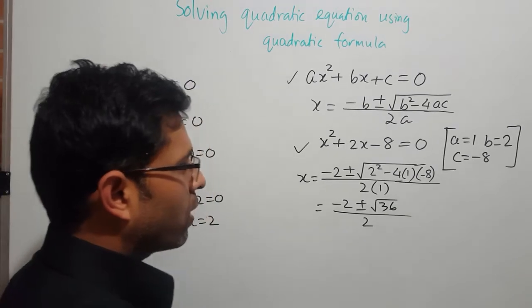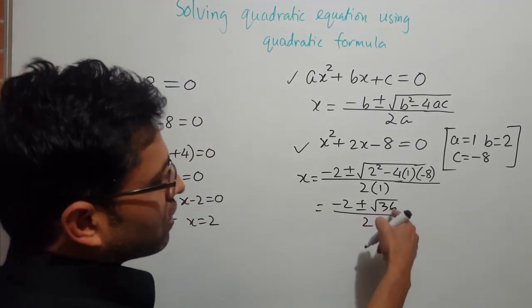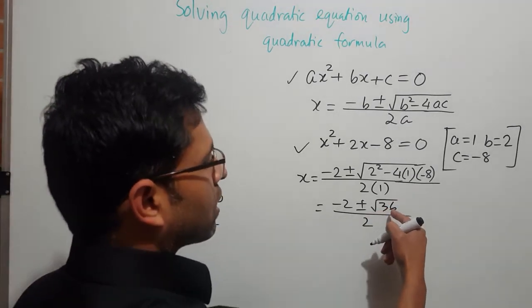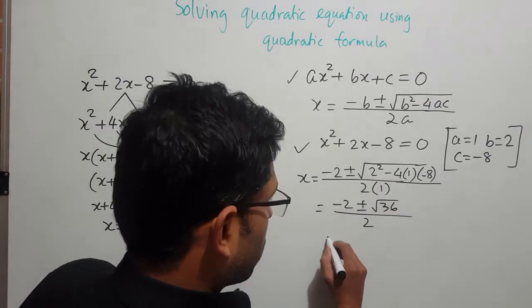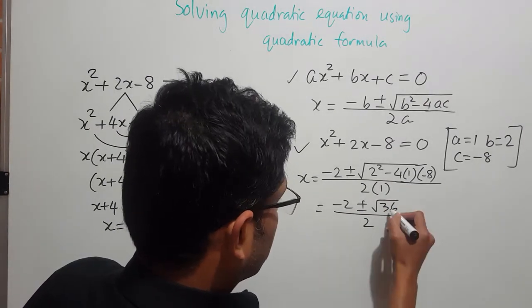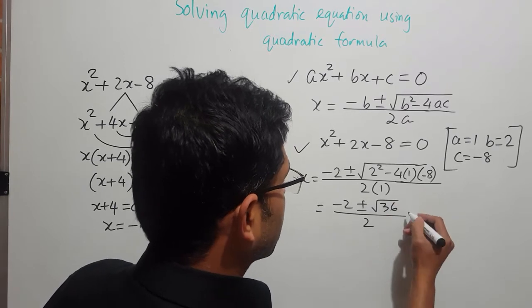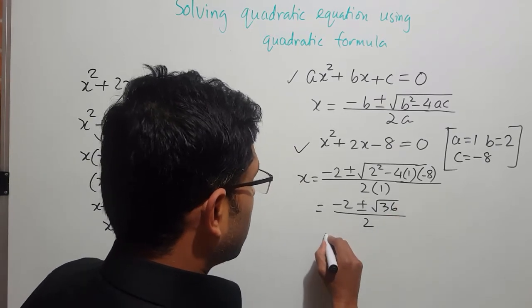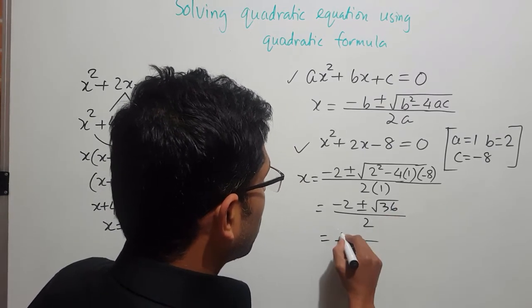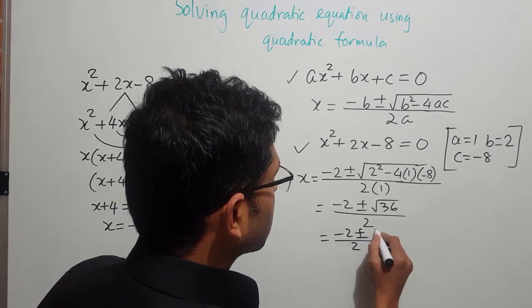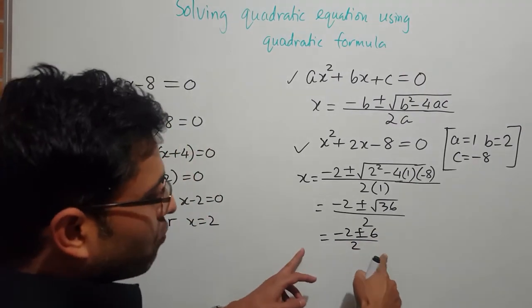36. So if it is 36, now you can simplify this. The square root of 36 will just come up as 6, because 6 squared is 36. So we can just write down: minus 2 plus minus 6. So basically we have two answers here.